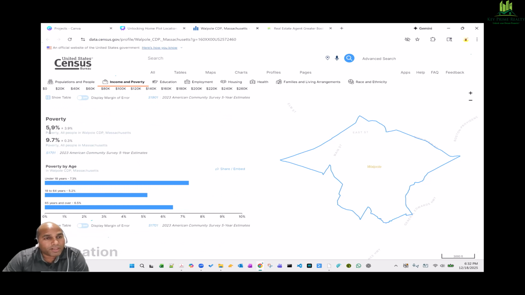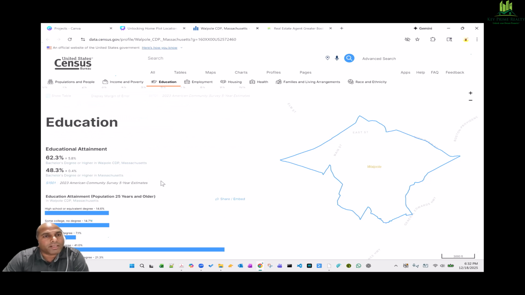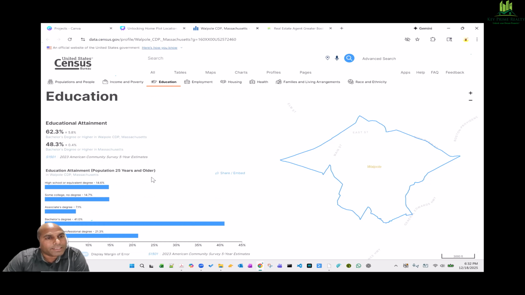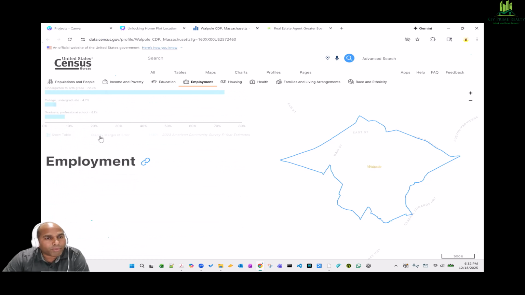Poverty, this is an important one. If somebody is interested in a rental property, you want to buy properties where the poverty is reasonable and also unemployment is reasonable. You don't want to buy properties where there is significant poverty, where you end up with low quality tenants. And then employment.